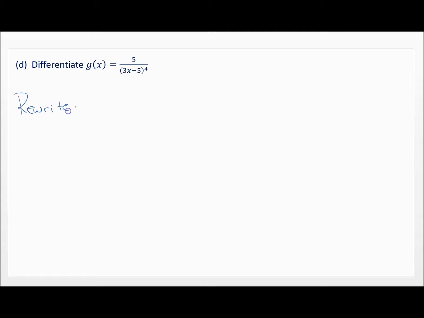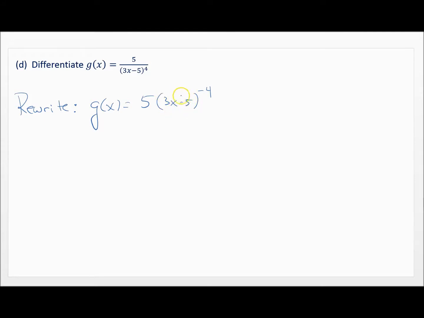You do not have to. You can use the quotient rule. Remember, low d high minus high d low over low squared. That would have been just fine. But you would be using the chain rule in the middle of the quotient rule, which could be an issue. So let's just rewrite this thing. This is g of x is equal to 5 times (3x minus 5) to the negative 4 power. And there we go. Now this looks like the last two problems we did.